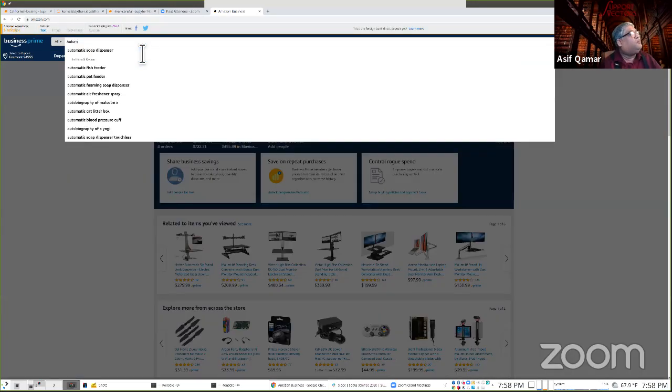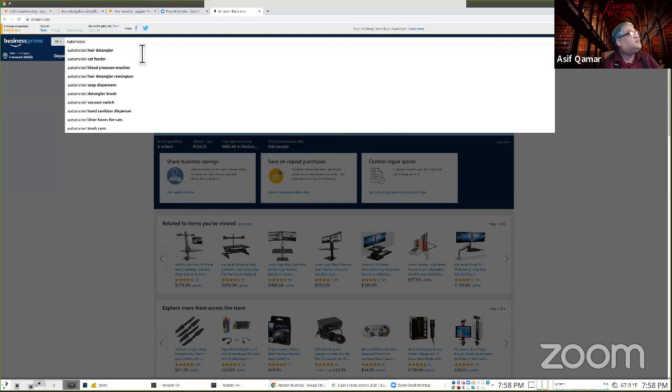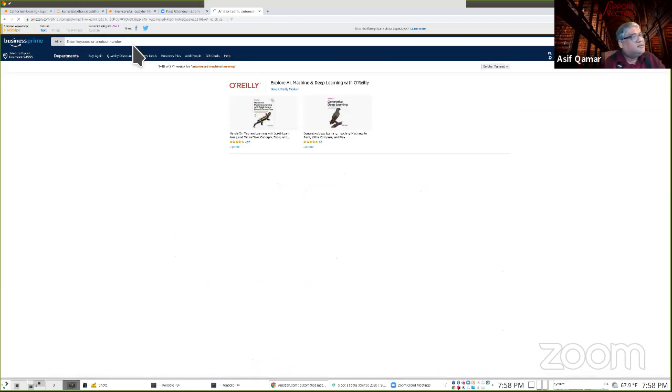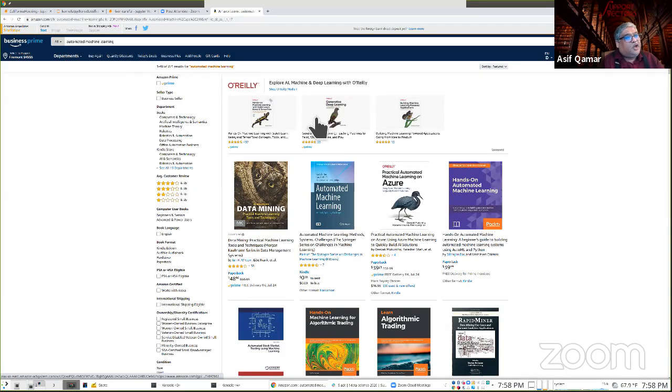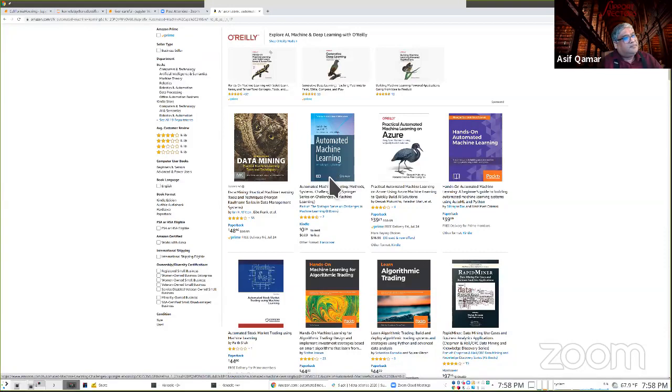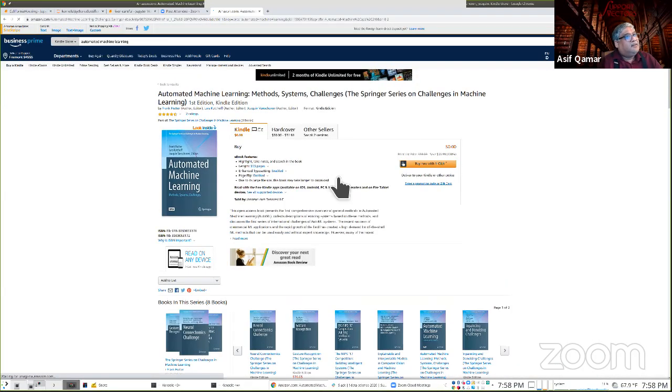Automated machine learning. There are very few books on this topic. Yes, to my knowledge, yeah. So practical automated machine learning, but this is focused on Microsoft. This is the book. This is a very good book, actually. Wow, this book is available free on Kindle. By all means, guys, go and get it. I didn't know that. Well, I learned something. Let me go get the free version.